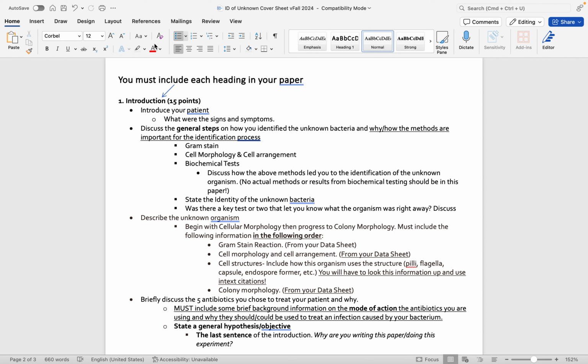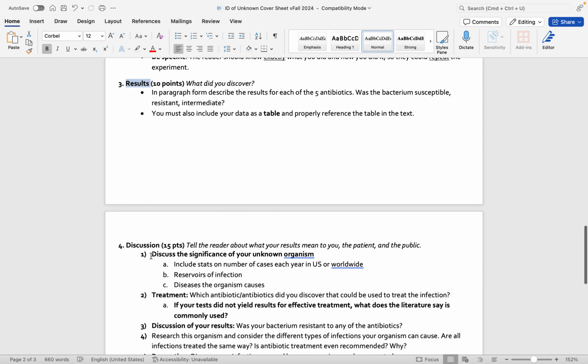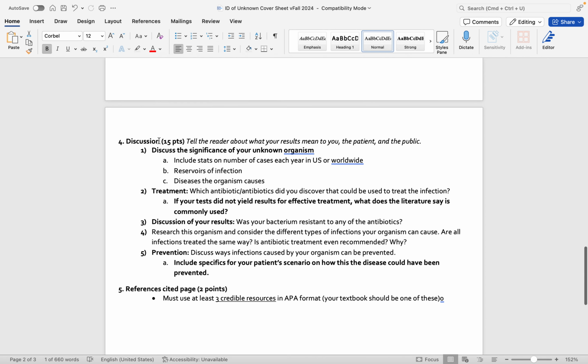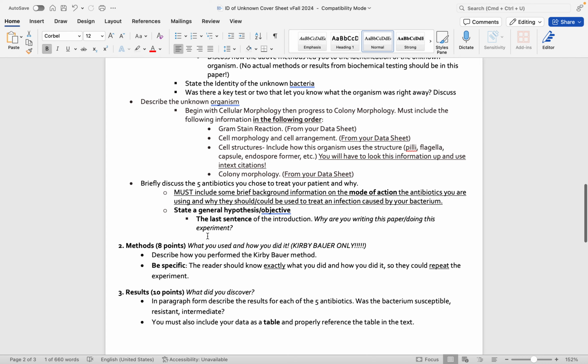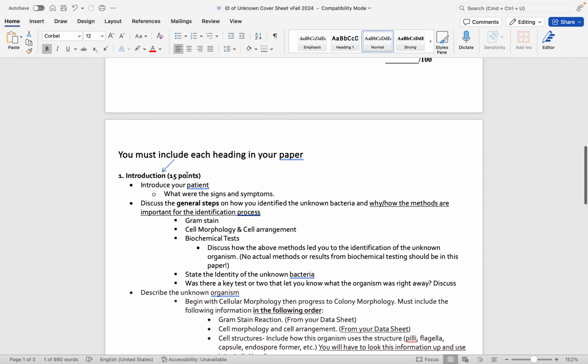So all scientific papers are broken down into four major sections. There's an introduction, a methods, a results, and a discussion section. And then they're all followed up with a references or a works cited page. Your paper will follow this same format. So make sure that when you lay out your paper, you include these headings: introduction, methods, results, and discussion. And then lastly, your works cited.